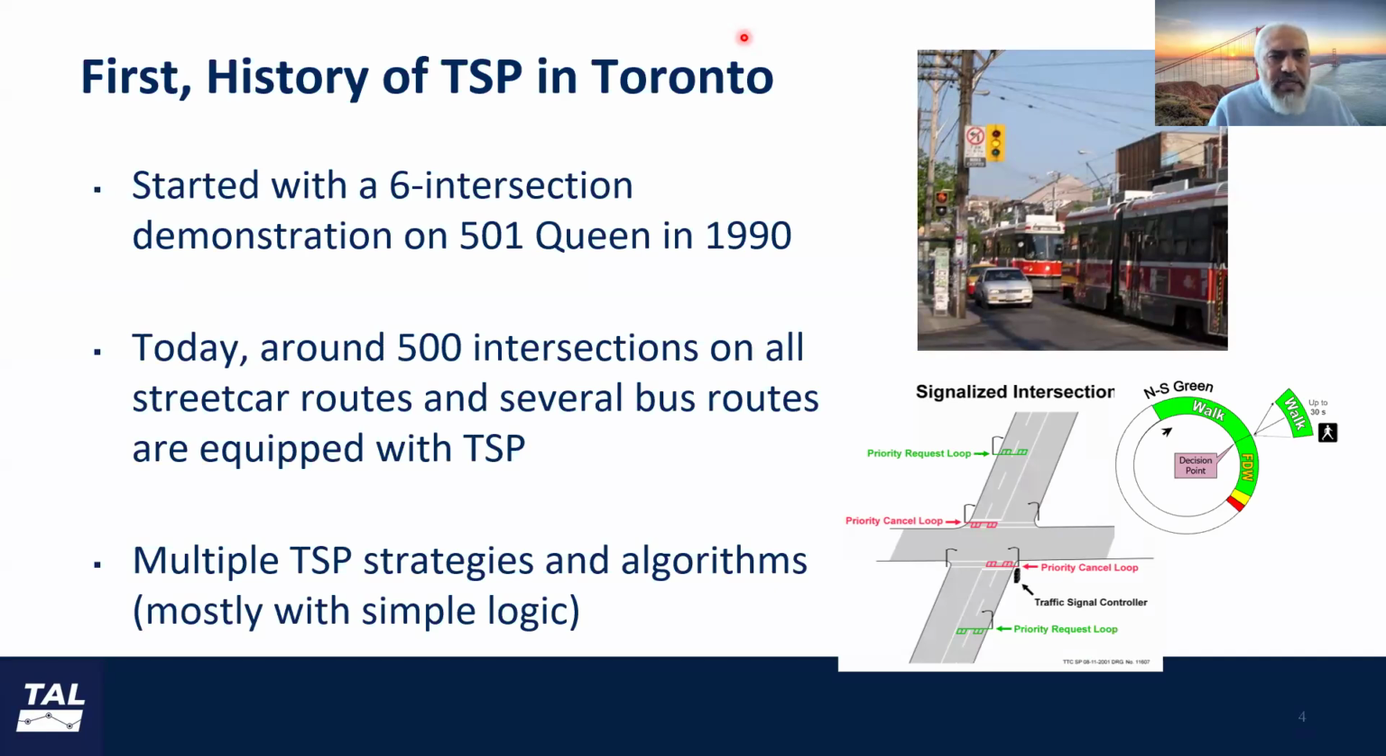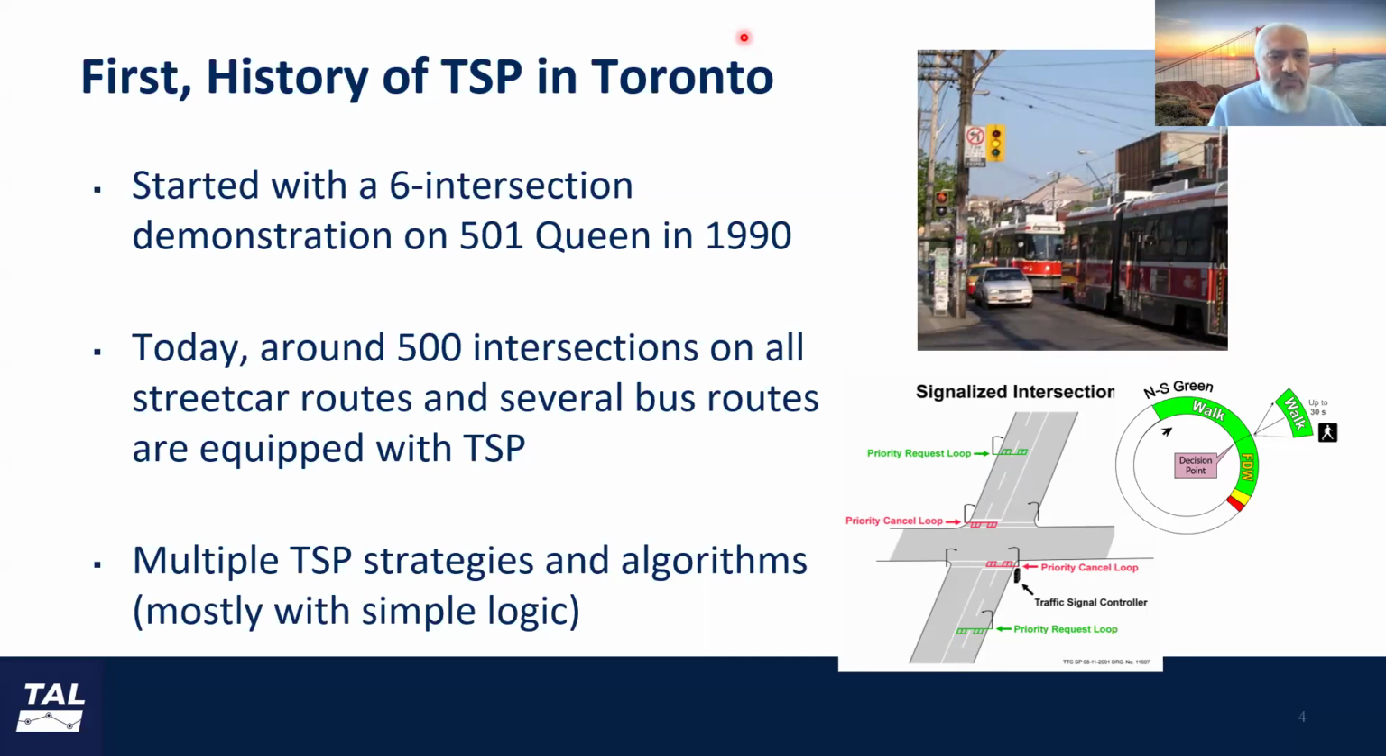Let me start first with a little bit of history of TSP in Toronto. I'm not sure how many of you are familiar with Toronto, but we always poke fun at the TTC and Toronto for the transit problems we have. But really, to their credit, Toronto and the TTC have been pioneers in a number of areas, including TSP. Transit signal priority started in pilot form in 1990 on a single route, 501 Queen, which is a streetcar route, with very simple track switching equipment used for detection, very simple preemption algorithms and so on. But at the time, the pilot showed a lot of promise.